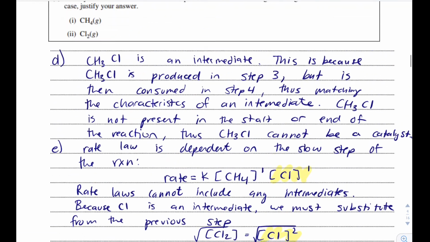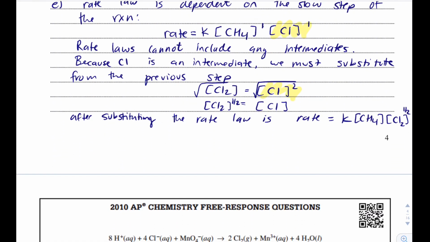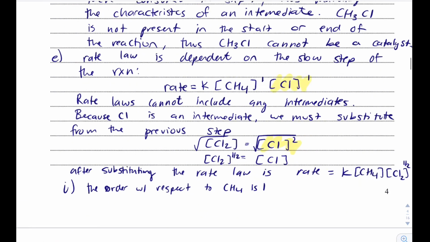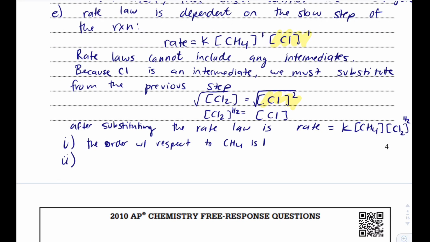So to answer the question, in part 1, the order with respect to CH4 is 1. And then in part 2, this is kind of weird. You can have decimal or fraction orders. It's rare, but it does happen. The order with respect to Cl2 is 1/2.